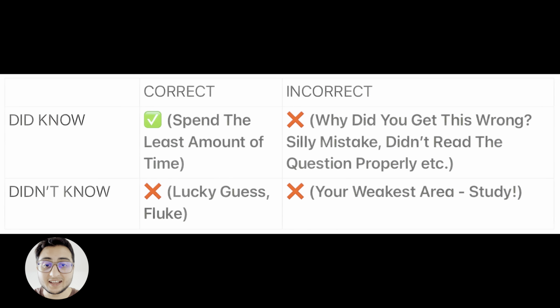Let's take a look at the second row. This is where you're going to see the greatest boosts in your scores if you target these areas correctly. Particularly the first column of the second row. You got something right, but you didn't know why you got it right. It could just be a lucky guess, you were tired, you just clicked one option and you got it right. Now, this is very dangerous.